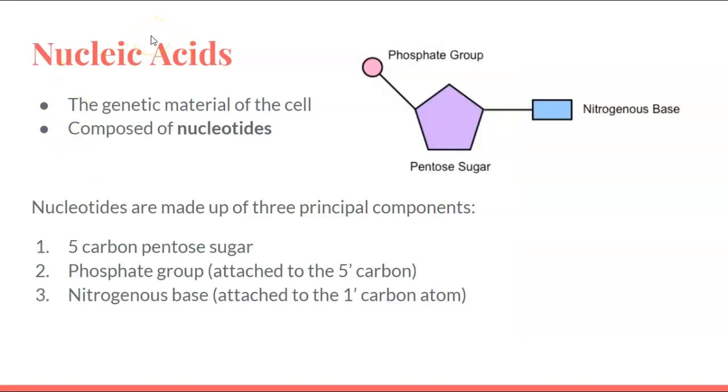It is the genetic material of the cell composed of nucleotides. So nucleic acid is the macromolecule. The monomer is a nucleotide. There are three components of a nucleotide. There is a 5-carbon pentose sugar. There is a phosphate group attached to the 5-carbon, which you'll see in the next slide or two. And then there's a nitrogenous base connected to the 1-carbon. Again, this will make sense when you see the numbers. But again, three basic components: a sugar, a phosphate group, and a nitrogenous base.